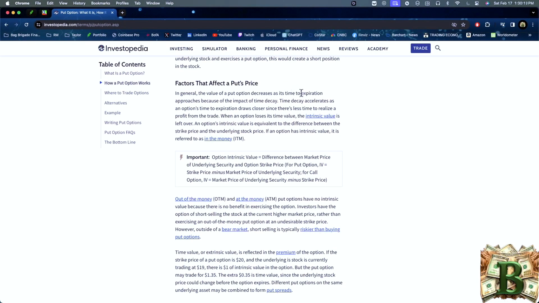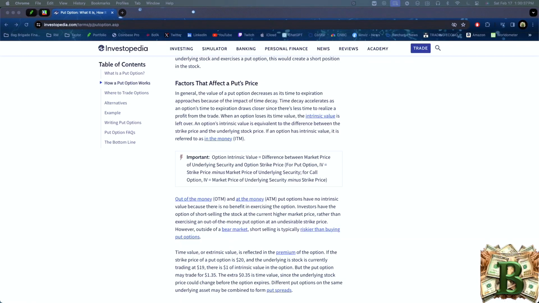All right. I've kind of talked about all this. Here's the intrinsic and extrinsic value stuff, which is always very important. In general, the value of a put option decreases as its time to expiration approaches because of the impact of time decay. Time decay accelerates as an option's time to expiration draws closer, since there is less time to realize a profit from the trade. When an option loses its time value, the intrinsic value is left over.